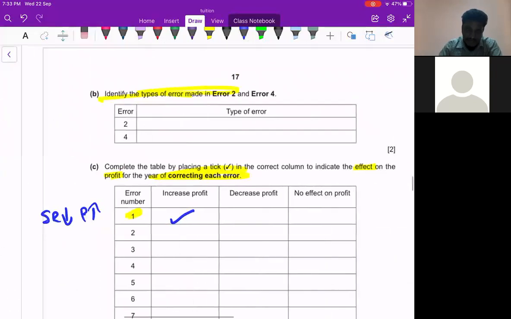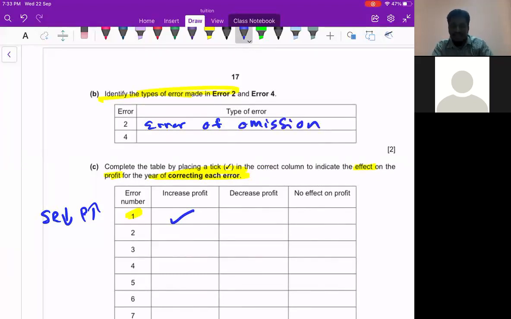Error number 2 is what error? You totally forget to record. This is error of omission. Omitted. You know it's omitted, right? You forget to record. Error of omission.